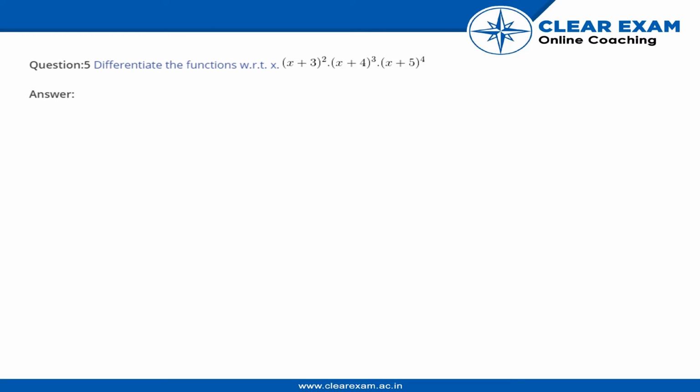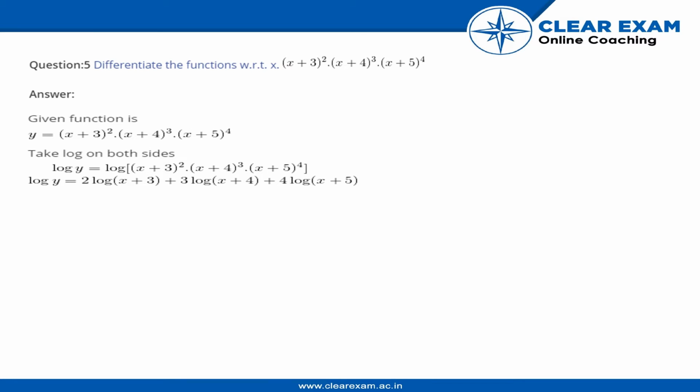Differentiate the following function with respect to x. The function is (x+3)^2 (x+4)^3 (x+5)^4. Let y = (x+3)^2 (x+4)^3 (x+5)^4.